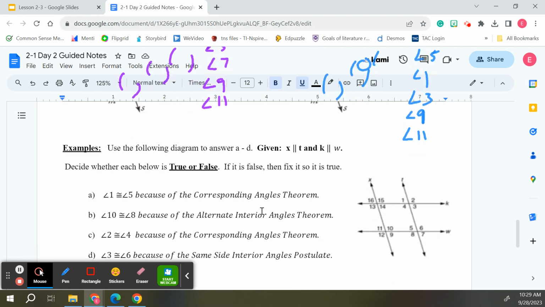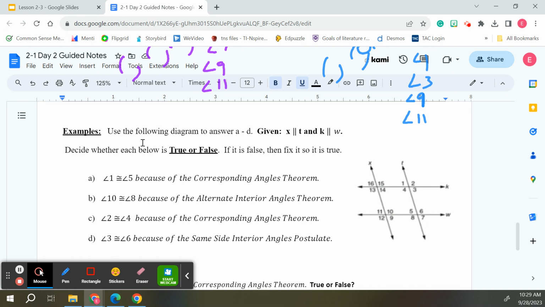Okay. Let's take a look at these examples. It says, use the following diagram to answer A through D. Given X and T are parallel, so I'm going to mark those with the arrows so that this way I know that they're parallel. And K is parallel to W, so this guy and this guy are also parallel, which means all four of those angle rules apply. Decide whether each below is true or false. If it is false, then fix it so it is true.